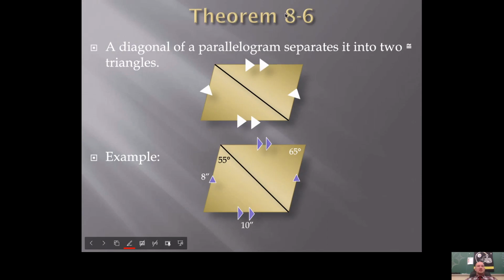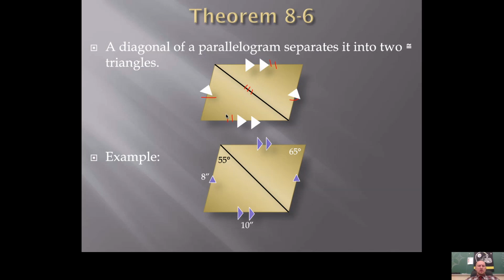Last one. This is theorem 8.6. It tells you that the diagonal of a parallelogram separates it into 2 congruent triangles. So here's a parallelogram. Notice the marks. You end up with 2 triangles. Well, we just talked about a theorem that said if you have a parallelogram, then the opposite sides are congruent. Notice how this segment is on both triangles. You can show that these 2 triangles are congruent by side, side, side.